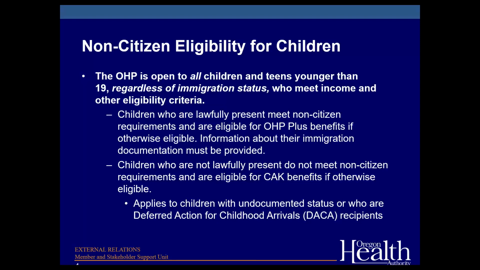If the child is lawfully present, meaning the child has an immigration status or immigration documentation granting the child legal presence in the United States, and meets non-citizen requirements, they are eligible for OHP Plus benefits. No additional non-citizen requirements, such as the 5-year bar, also referred to as a 5-year waiting period, are required to be met. If otherwise eligible, lawfully present children are eligible for OHP Plus benefits. Information about their immigration documentation must still be provided to the Oregon Health Plan.